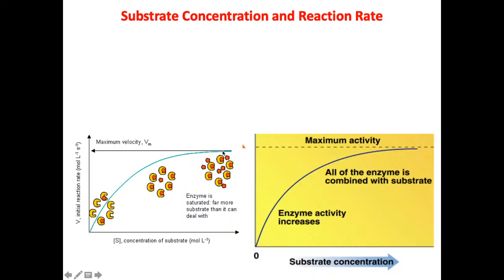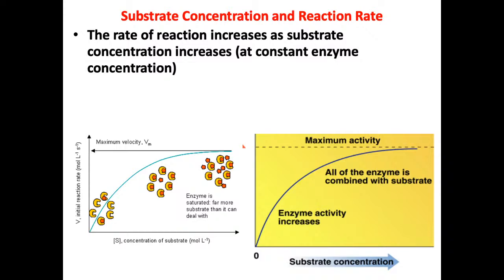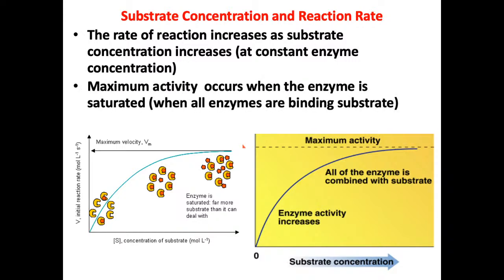But at one point, it will reach a saturation point and no more substrate can be attached to it. So this enzyme is saturated, with more substrate than it can deal with. That means all of the enzyme is combined with substrates. In this case, you get a hyperbolic curve here. This hyperbolic curve was actually found by Michaelis and Menten, two different scientists, and together they discovered one equation also. So the rate of reaction increases as the substrate concentration increases, and maximum activity occurs when the enzyme is saturated.